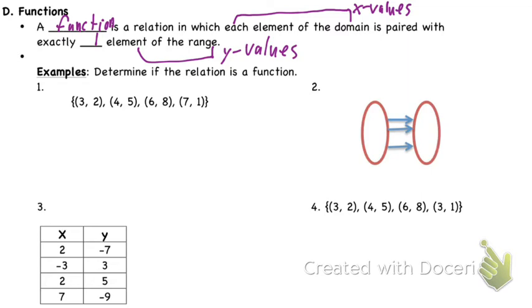So that would be like you have one input, E4, going to 2 different candies. That'd be like one x going to 2 different y's. That doesn't happen. That's not a function. It's still a relation, but it's not a function, just like it's not a vending machine.